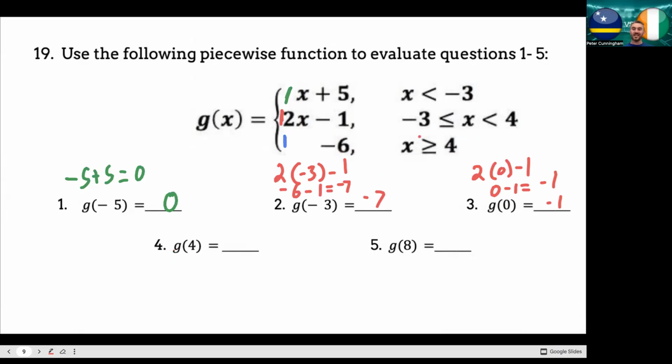4. All right, this says x is greater than or equal to 4. 4 is not greater than 4, but it is equal to. So these look tough because there's nothing to do really, and sometimes accidentally we plug some things in. This is just saying that this number is the y. 8 is greater than 4, so therefore, again, my y is -6.